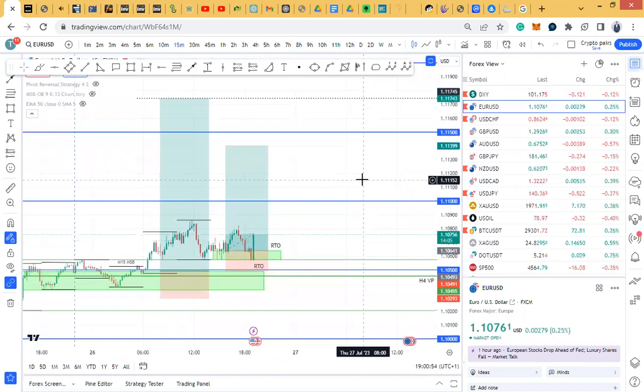I'm buying EURUSD. It's pumping like mad.